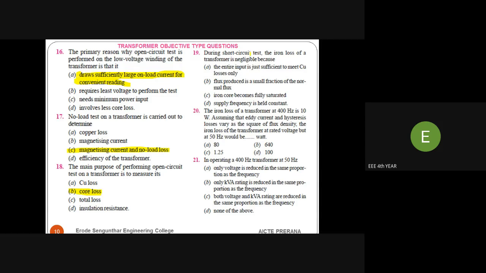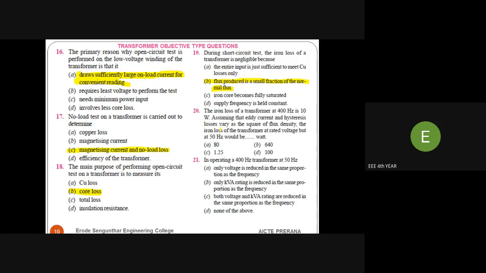Question number 19. During short circuit test, the iron losses of a transformer are negligible because the entire input is just sufficient to meet copper losses only; the flux produced is a small fraction of the normal flux; the iron core becomes fully saturated; or supply frequency is held constant. Option B is the correct answer. The flux produced is a small fraction of the normal flux during the short circuit test.